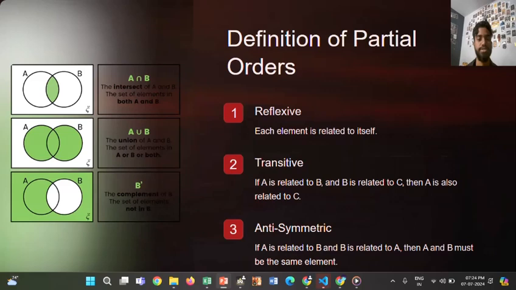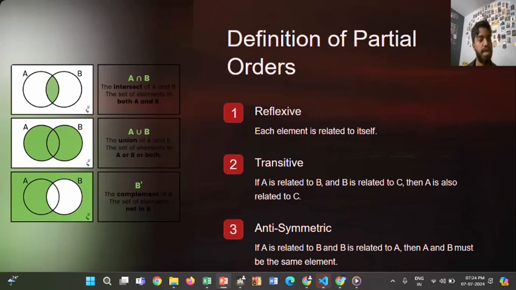Definition of partial orders. Reflexive, transitive, and antisymmetric are the properties of partial orders. Reflexive: each element is related to itself. Transitive: if A is related to B, and B is related to C, then A is also related to C. Antisymmetric: if A is related to B and B is related to A, then A and B must be the same element.